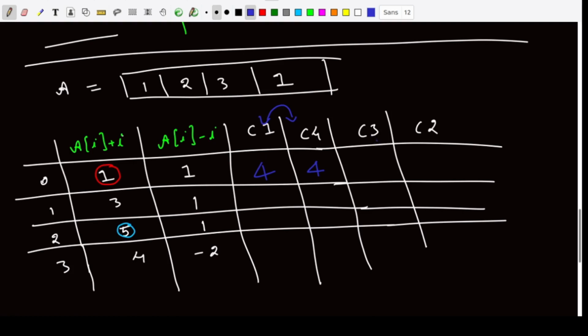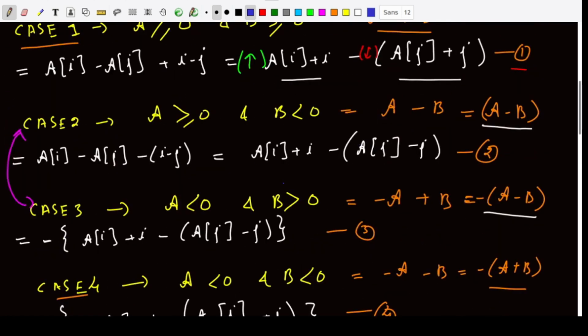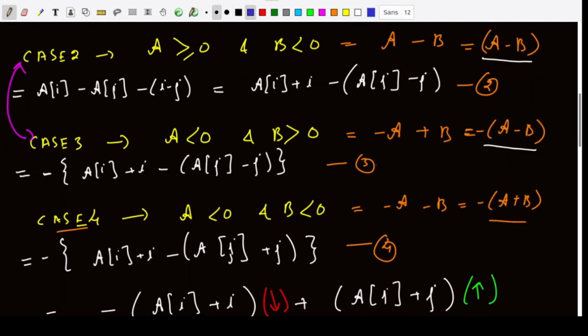Now let us look at case 3. Case 3 says I want to find the maximum value of, or let's take case 2 also. It's the same thing, ai plus I and aj minus j.